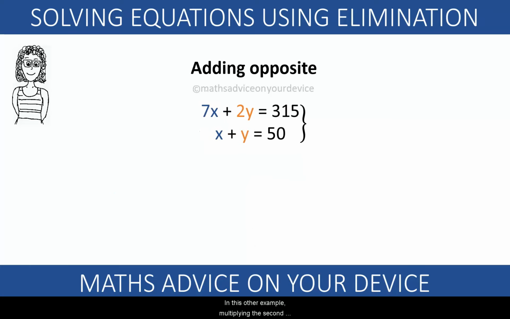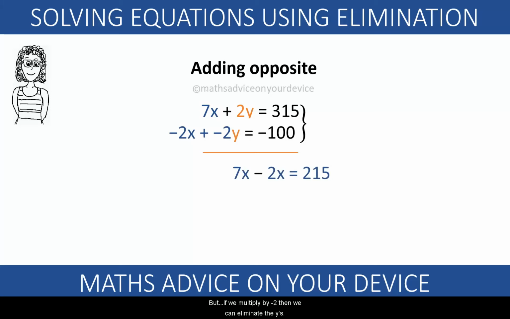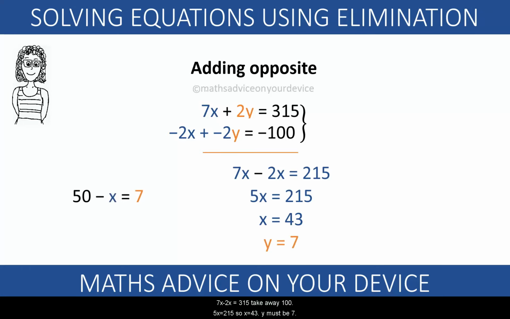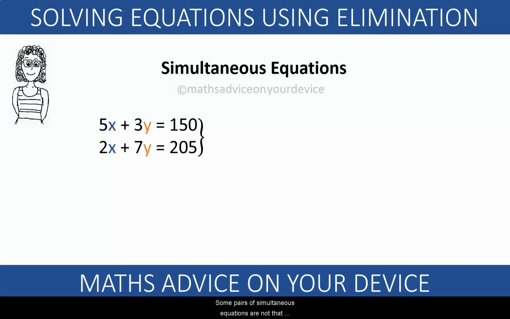In this other example, multiplying the second equation by -1 is not going to work. But if we multiply by -2, then we can eliminate the y's. 7x take away 2x equals 315 take away 100. So 5x equals 215. x must be 43. So y is 7.